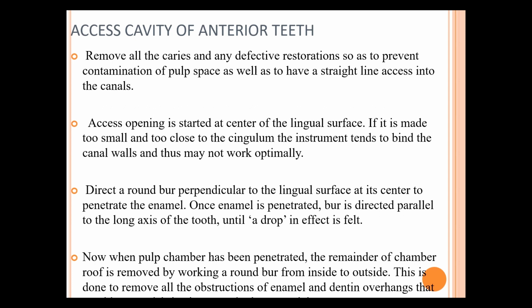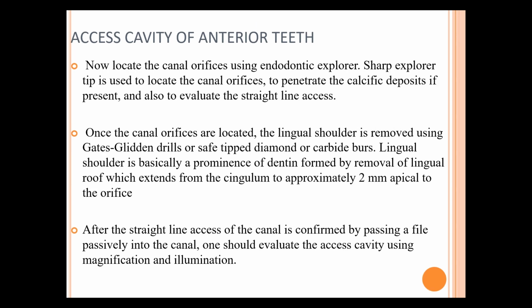Direct a round burr perpendicular to the lingual surface at its center to penetrate the enamel. Once the enamel is penetrated, the burr is directed parallel to the long axis of the tooth until a drop-in effect is felt. Now, when the pulp chamber has been penetrated, the remainder of the chamber roof is removed by working a round burr from inside to outside. This is done to remove all obstructions of enamel and dentine overhangs that would entrap debris, tissues and other materials. Now locate the canal orifices using an endodontic explorer.